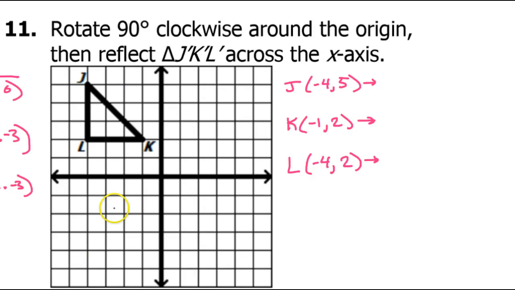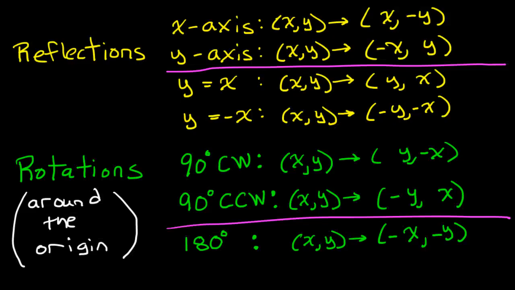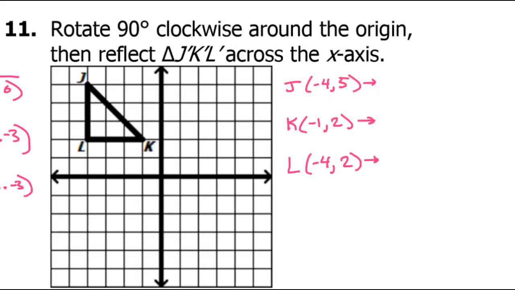Alright, now number 11 involves a combination of transformations. First we're going to rotate 90 degrees clockwise around the origin, which is great because we can use the rule. And then we will take that image and reflect across the x-axis. In both cases we can use rules that we have memorized. So 90 degrees clockwise around the origin, we have memorized that that rule is y, opposite of x. So let's just remember that.